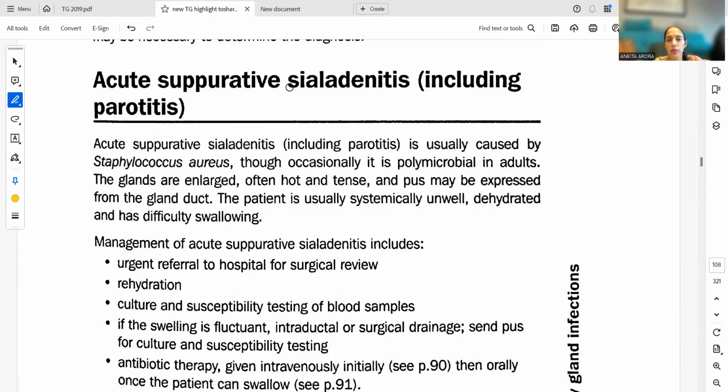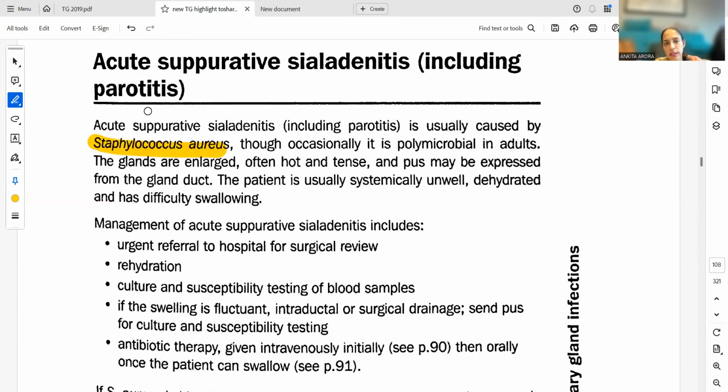Then we have acute suppurative sialadenitis, including parotitis. Acute suppurative sialadenitis, including parotitis, is usually caused by Staph aureus, though occasionally it is polymicrobial in adults. The glands are enlarged, often hot and tense, and pus may be expressed from the gland duct. The patient is usually systemically unwell, dehydrated, and has difficulty swallowing.